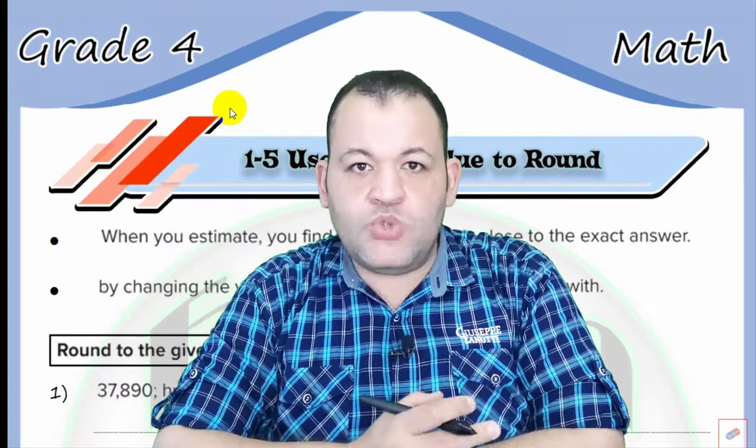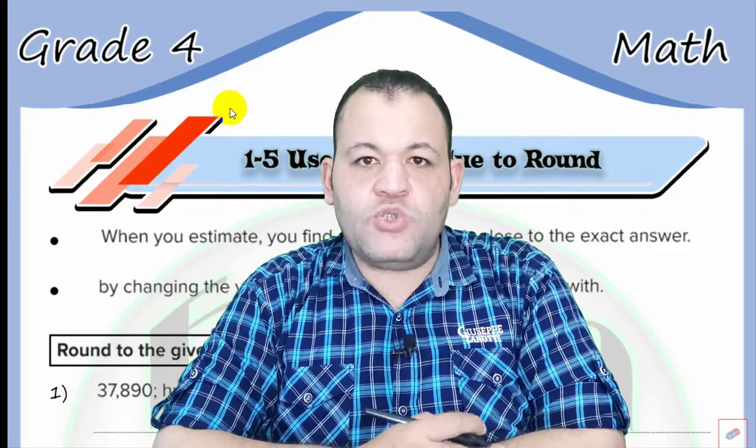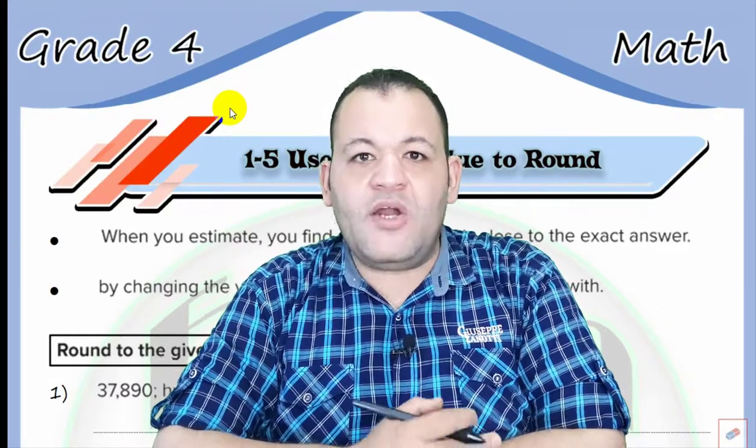So if you need to add two numbers in an easy way, you need to round the numbers to find the closest number to the answer. So how can we round a number?